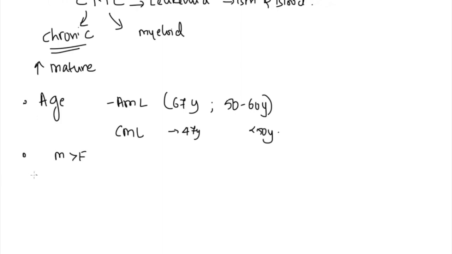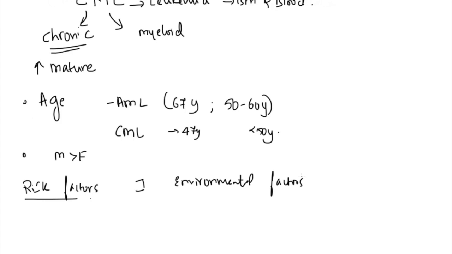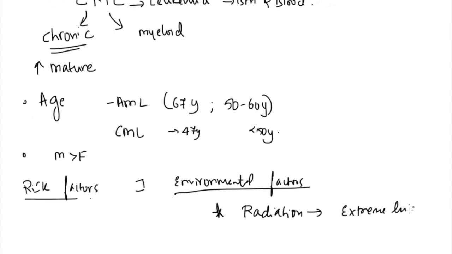Okay, we'll go into the risk factors. Let's talk in a similar fashion as we did for AML. First we spoke about environmental factors. Just for a recap, there we spoke about smoking, radiation exposure, exposure to benzene, and drugs like alkylating agents and etoposide. So what about CML then? Here the only risk factor that you need to remember is radiation, that too, exposure to extreme high dose radiation. The other factors that were studied in AML don't hold good for CML.